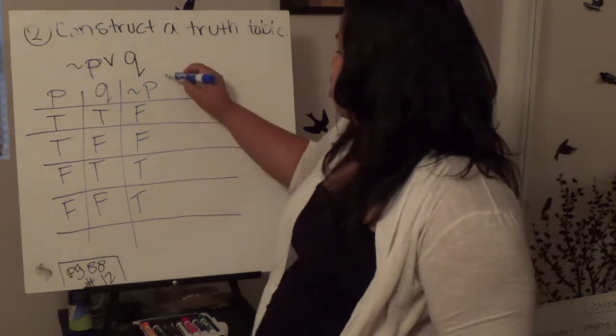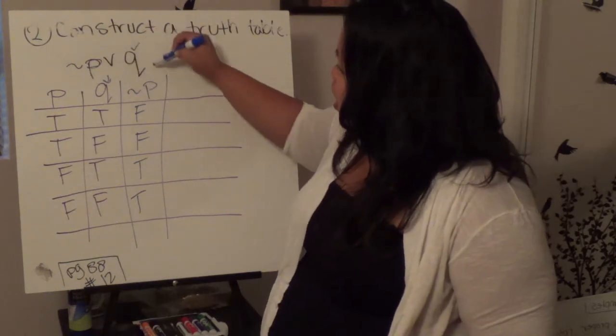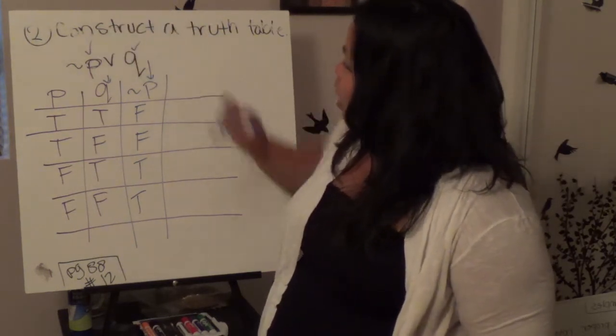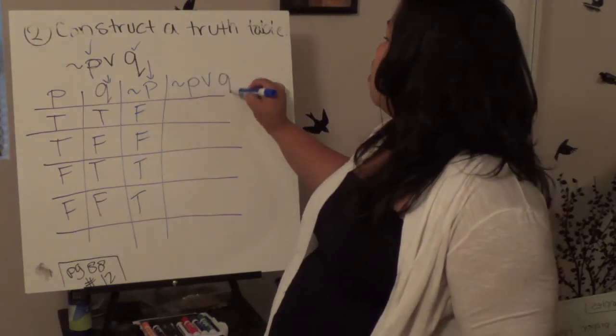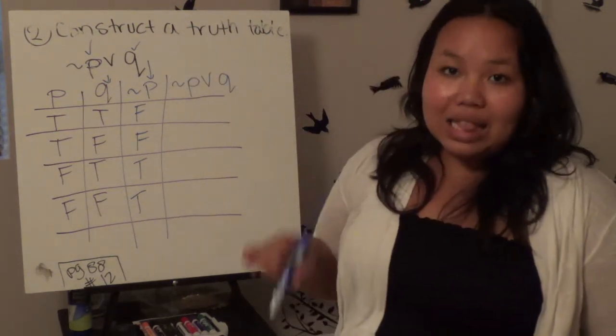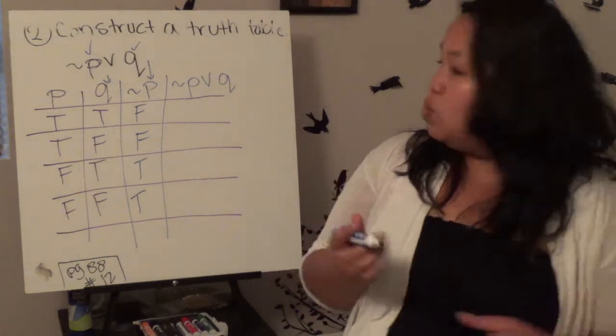Alright? So now, when we have this statement, check. And we have this statement, check. Now we can put it all together to not P or Q. And what are the rules for or? At least how many? At least one has to be true. So they don't both have to be true, just at least one.